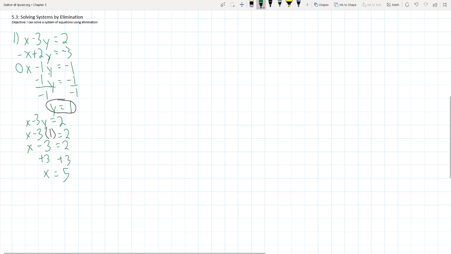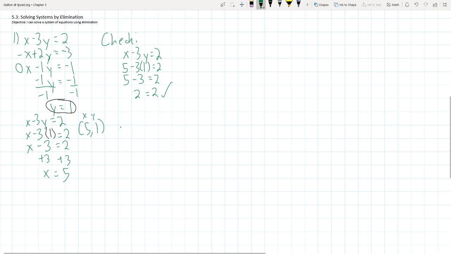Now we're going to check this, like the normal check that we've been doing before. With the check, we plug in 5, 1 for everything. This is my x, this is my y. Let's start with the first one: x minus 3y equals 2. If this works, both of them should have the same answer. So I have 5 minus 3 times 1 equals 2. So 5 minus 3 equals 2. 5 minus 3 is 2, 2 equals 2. Okay, cool. It works on the first one.